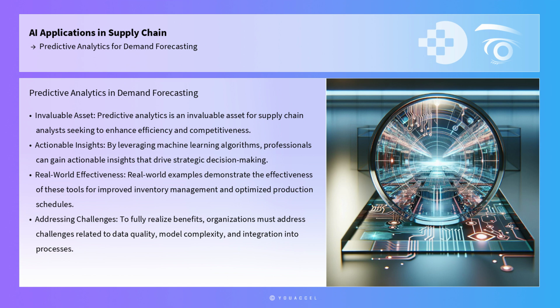Predictive analytics for demand forecasting is an invaluable asset for supply chain analysts seeking to enhance their organization's efficiency and competitiveness. By leveraging time series analysis, regression analysis, machine learning algorithms, and structured frameworks like CRISP-DM, professionals can gain actionable insights that drive strategic decision-making. Real-world examples from various industries demonstrate the effectiveness of these tools, highlighting the potential for improved inventory management, optimized production schedules, and increased customer satisfaction.